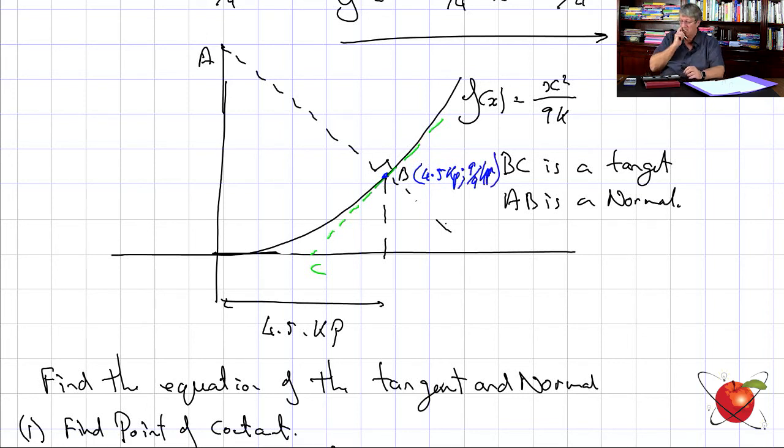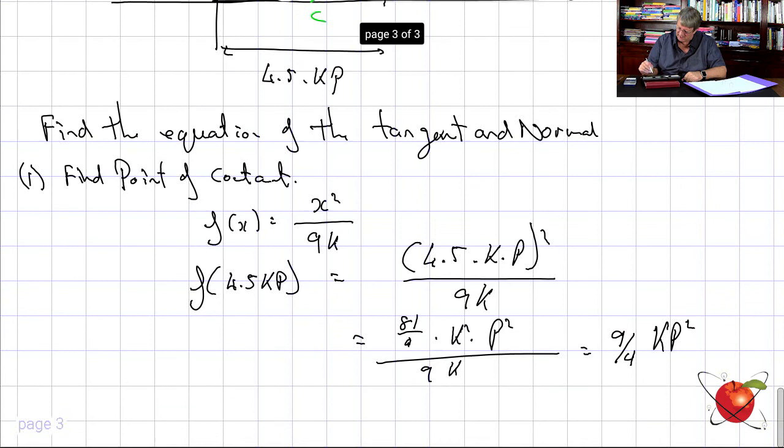It's getting a bit tight. My drawing is a little bit crushed, but it's 9 over 4. You get the principle of this. What is my next step? My next step is, okay, I've worked out the point of contact. I've got a point of contact. Now I need to find, they've asked me for a tangent.